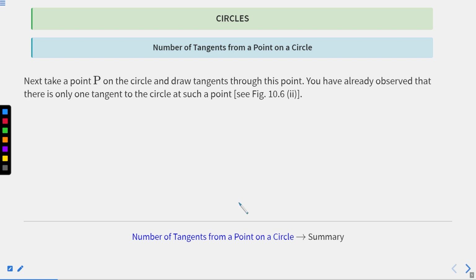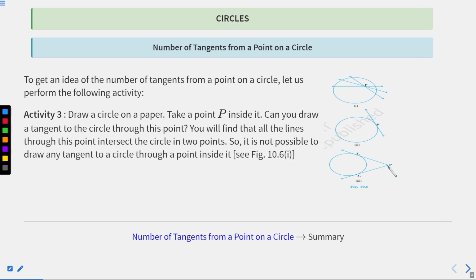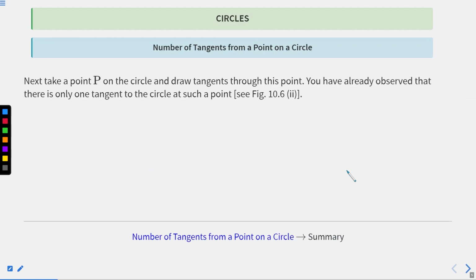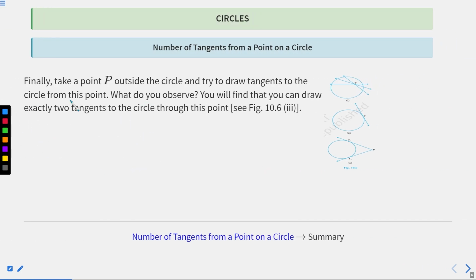So in this case, if we take a point P on the circle, then we get only one tangent to the circle. Okay, and now if we take the point P outside the circle, here we do not take the point inside the circle or on the circle. Here we basically take the point P outside the circle. Let us see what will happen.